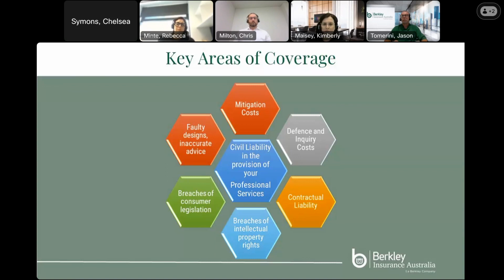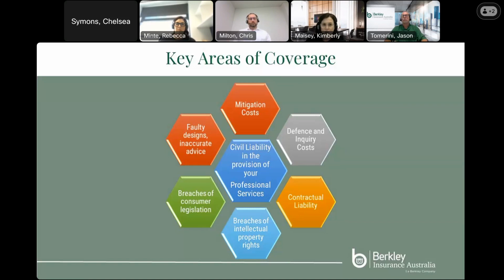Mitigation costs. Direct costs and expenses incurred by the insured in taking action to rectify or mitigate the effects of a matter that would otherwise result in a claim covered under the policy. This is sublimited to $50,000. Defence costs. We will also indemnify the insured for defence costs where such costs have been incurred with our prior written consent. Inquiry costs. We will indemnify the insured for the reasonable and necessary legal costs and expenses incurred for representation of the insured at any regulatory inquiry or other proceeding, which is sublimited to $250,000.